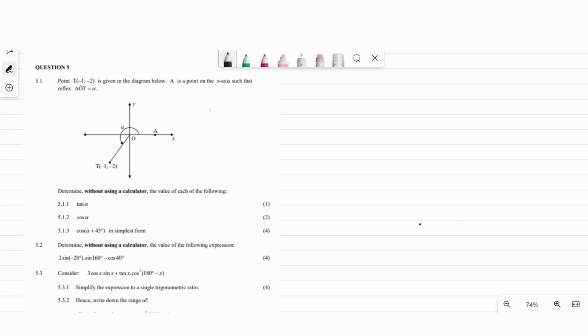So now let's do trigonometry, which is question 5, question 6, and question 7. So let's start with the first one. It says point T is given on the diagram below. A is a point on the x-axis such that reflex AOT is equal to theta.